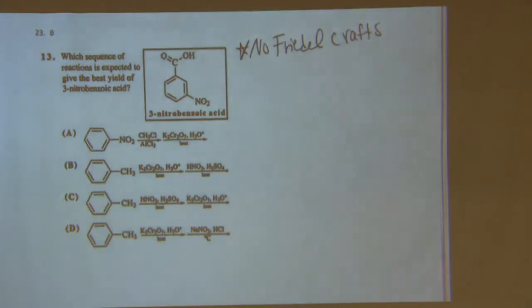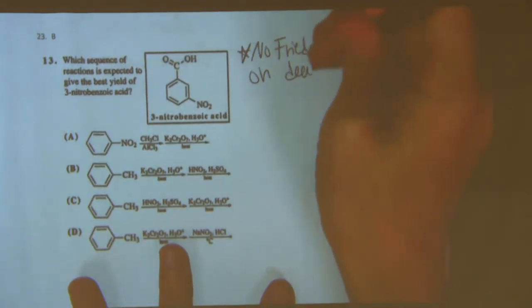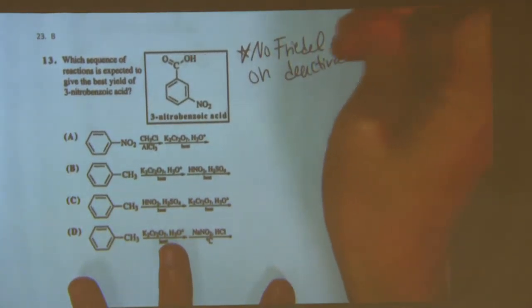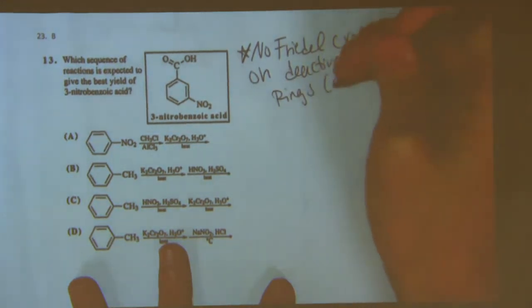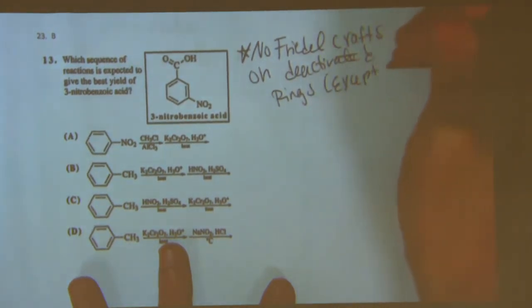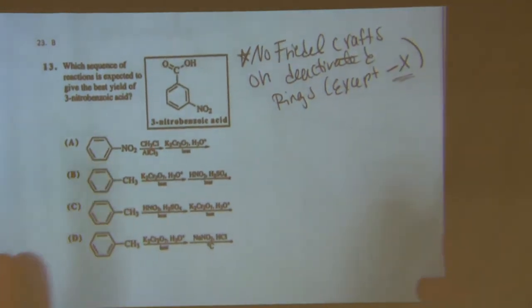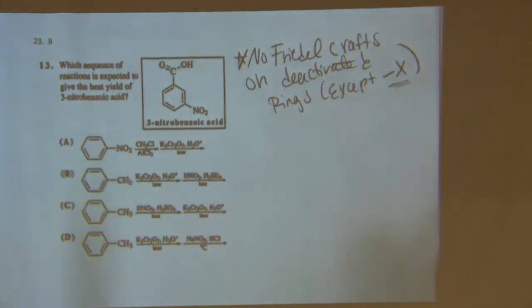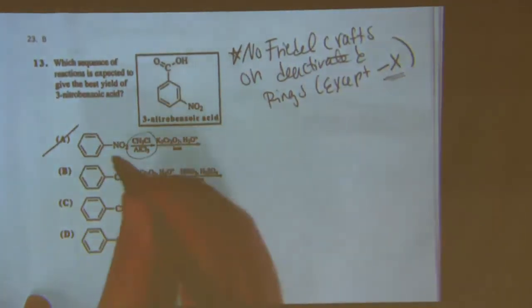And then there was that little thing about how you can't do it with something that has NH3 on the ring because it has some kind of reaction. I haven't seen that come up as much, but this definitely. So except X for halide. If you have Br or whatever, you can do it. Okay, so that's why we can't do A, right? Because this is Friedel-Crafts and this ring is deactivated.